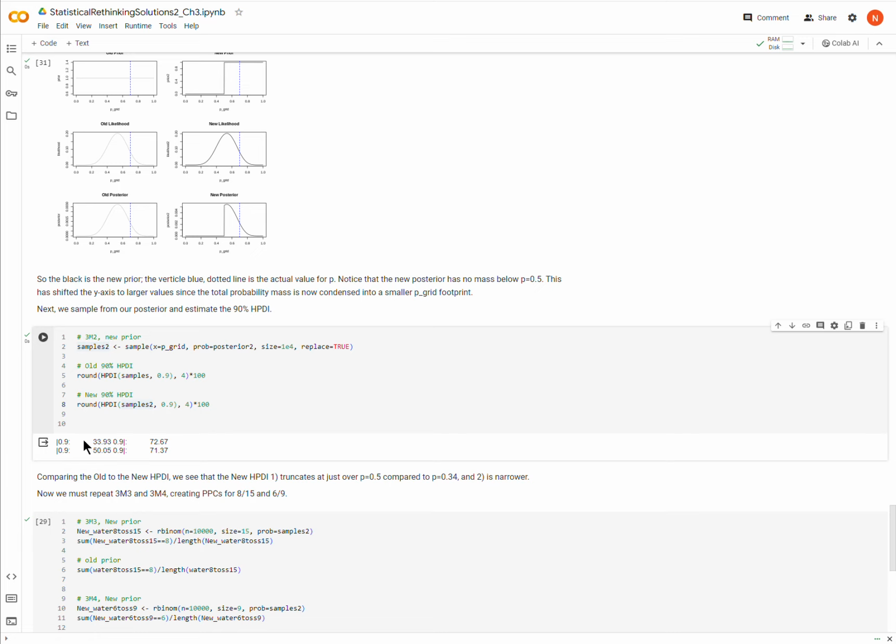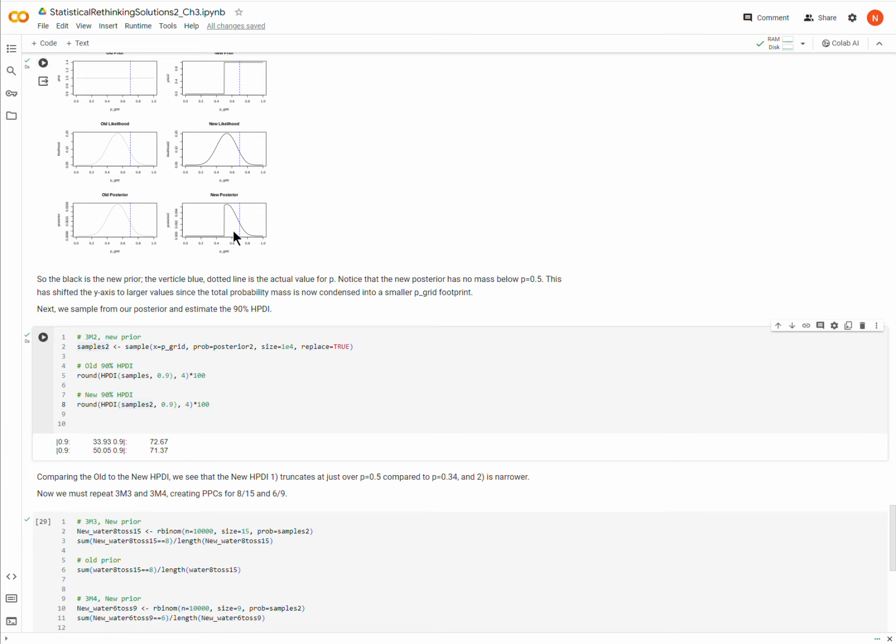This top line represents the 90% HPDI for the old distribution. It says that 90% of the probability mass is between values of about 34% to 72, 73%. So in other words, if we went up to this posterior distribution, it would say that 90% of the probability mass is here to about here. Interesting.